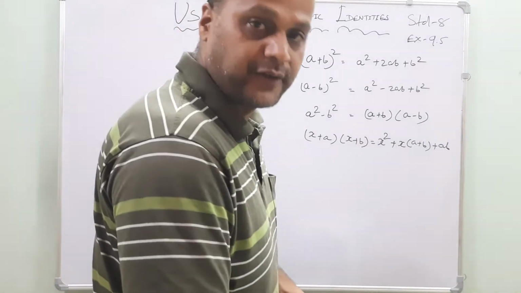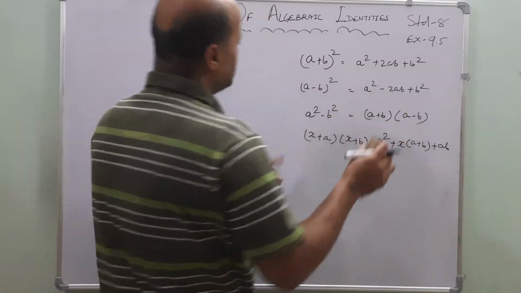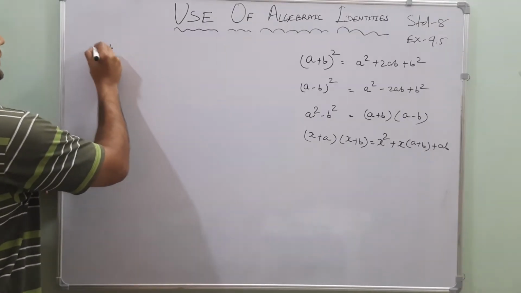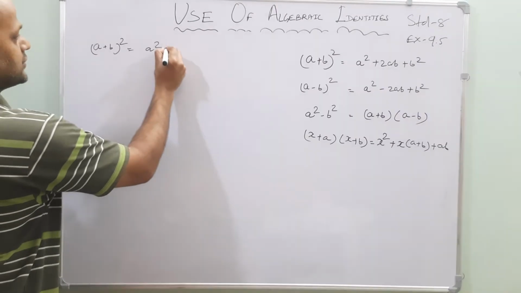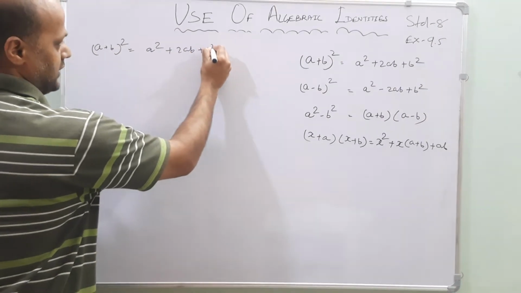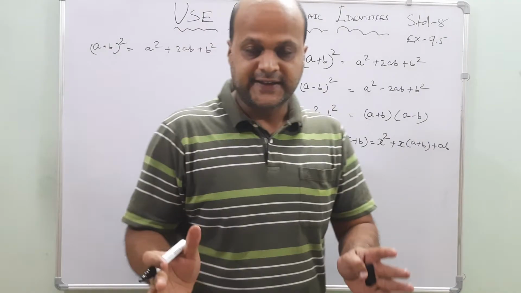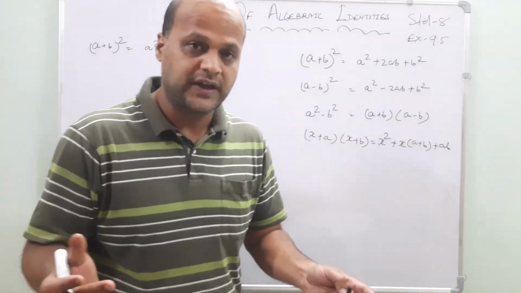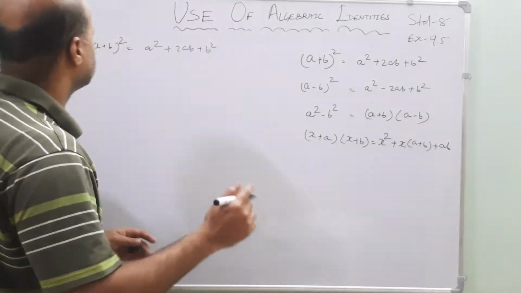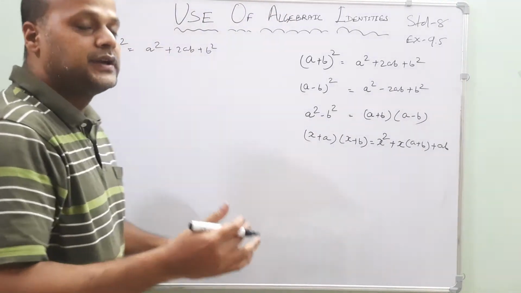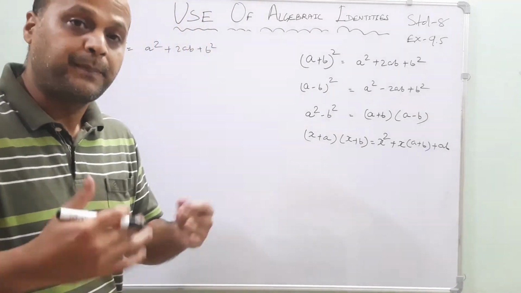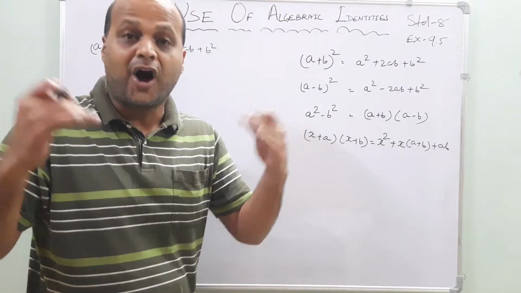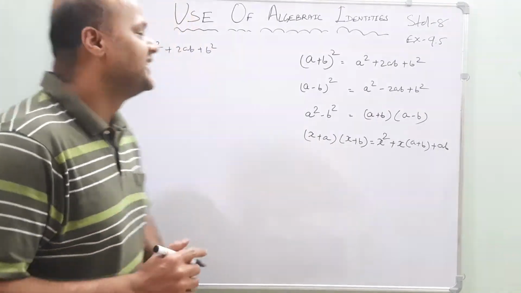The first one is called a plus b whole square. A plus b whole square is equal to a square plus 2ab plus b square. In the previous exercise, we found out how to find the a plus b whole square in a step-by-step process. Today, we will take some examples and apply this rule, to see whether this rule is applicable or not. If it is applicable, then how easily we will get the answer.